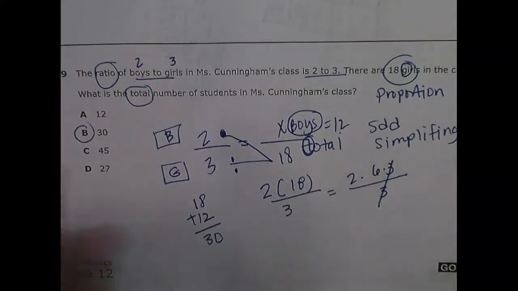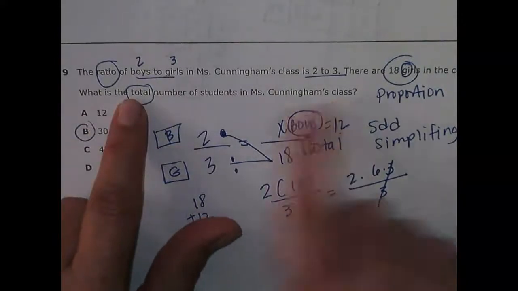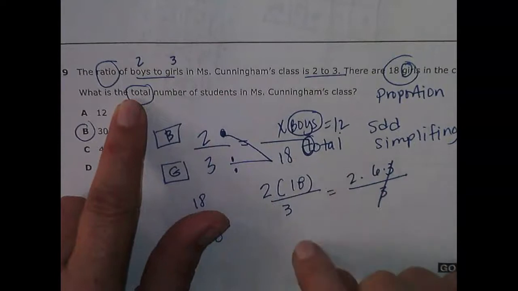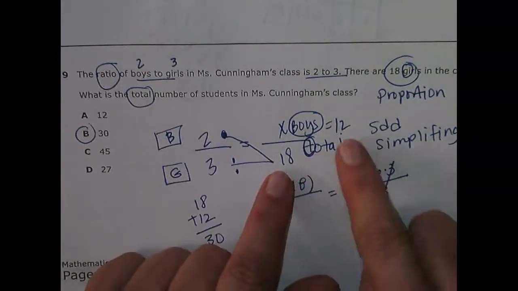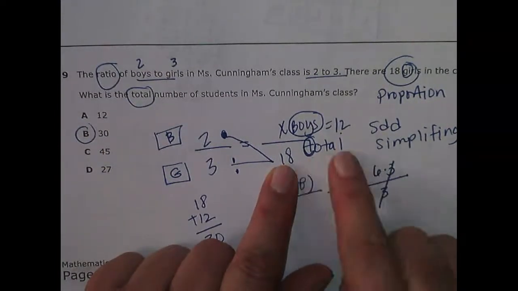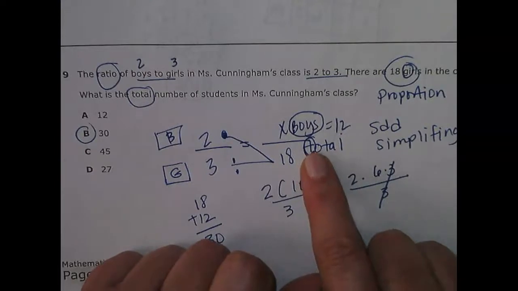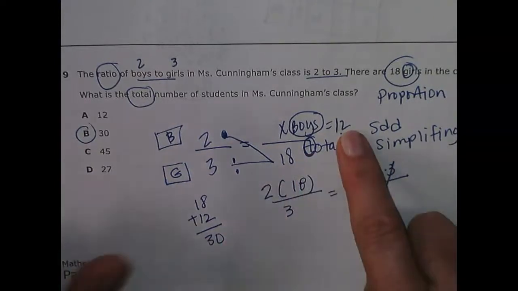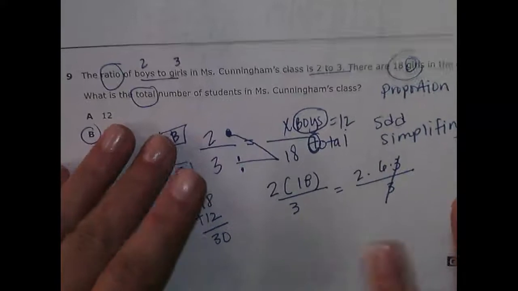Go read the question. What's the total of the kids in the class? Students are boys and girls. You had to get a total of these two numbers. And by the way, think about the word total. There's a T for add and there's a plus sign. That is 30. Choice B. Next question.